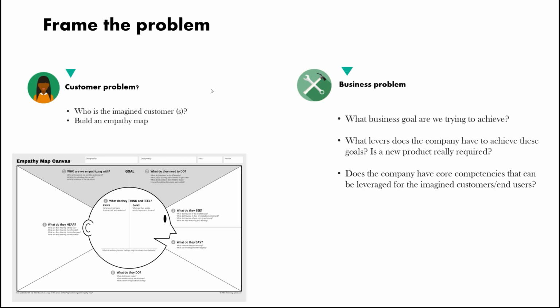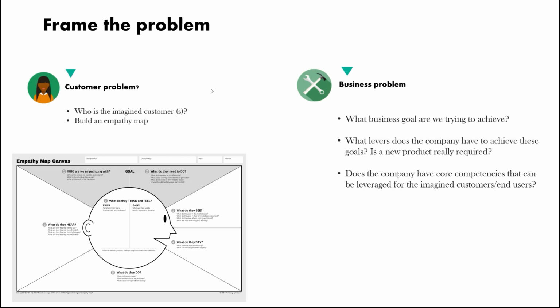So really think about who they are, what they feel, what they do when they're trying to get a job done. What are some of their pain points? What are some of their motivations? Try to just put yourself in the shoes of that end customer that you have imagined, and try to get empathy through that. This tool, the Empathy Map Canvas, is pretty readily available on Google.